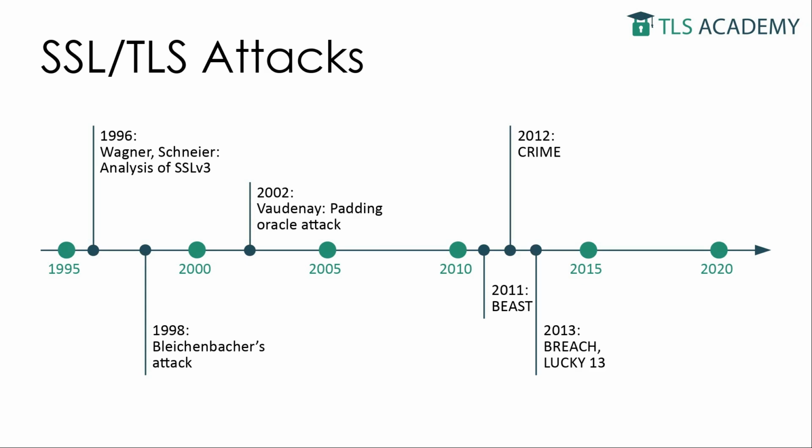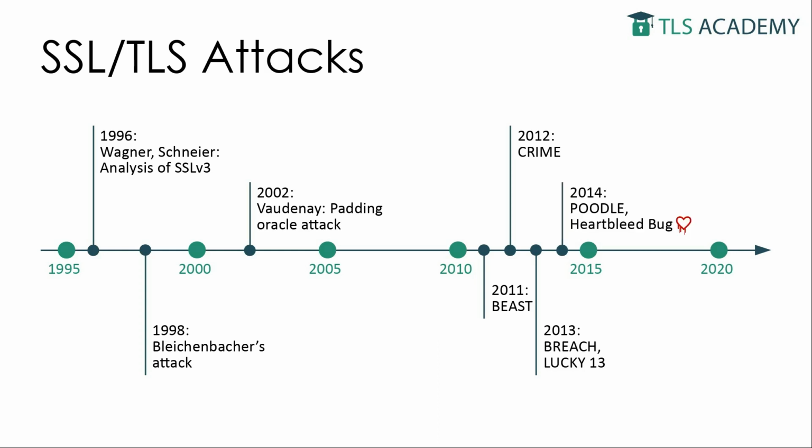This is another attack on compression, but this time it targets the HTTP compression. Again, as a mitigation, just disable HTTP compression. Also in 2013, there was Lucky 13. This is a padding oracle attack that uses a timing side channel.